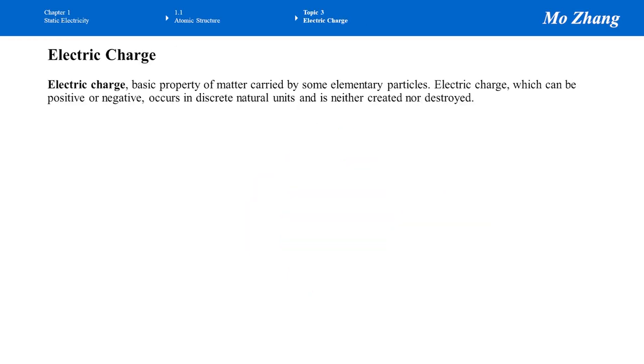And then the next topic is about electric charge. So what is electric charge? It's the basic property of matter carried by some elementary particles. There are 2 types of charges, either positive charge or negative charge. These charges occur in discrete natural units. They can neither be created nor be destroyed. In other words, we cannot create them and we cannot destroy them.